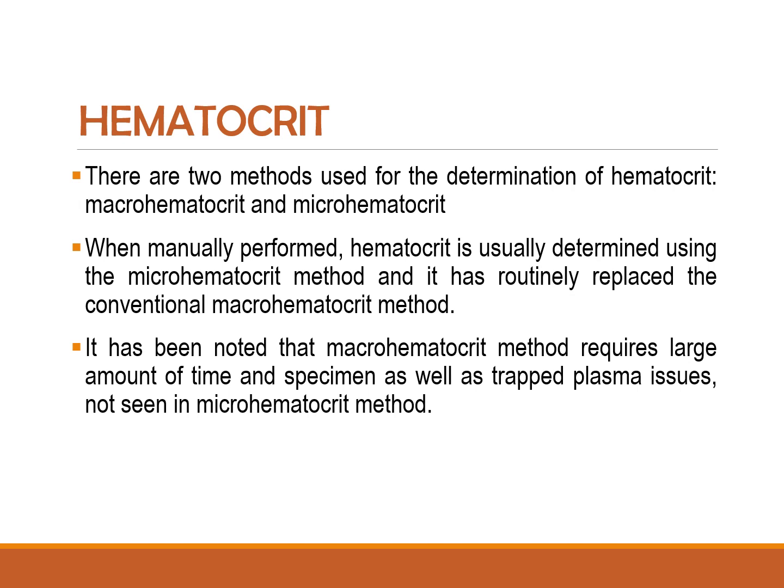There are two known methods for the determination of a patient's hematocrit. These are the macrohematocrit and the microhematocrit methods. Between the two, the microhematocrit method is more routinely used because the macrohematocrit method has a lot of disadvantages as compared to the microhematocrit. These disadvantages include the time it takes for spinning the sample, the amount of sample needed for the procedure, and the presence of trapped plasma, which are not seen in the microhematocrit method. Although the two methods differ from each other, the principle of the test remains the same for both.